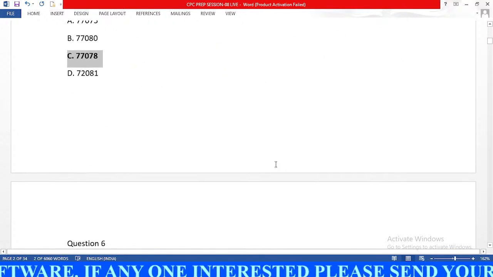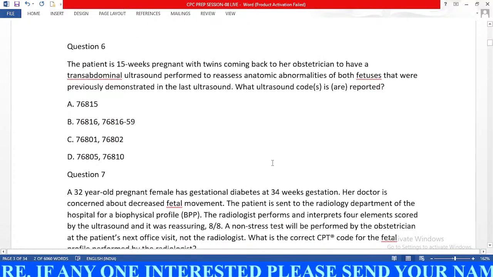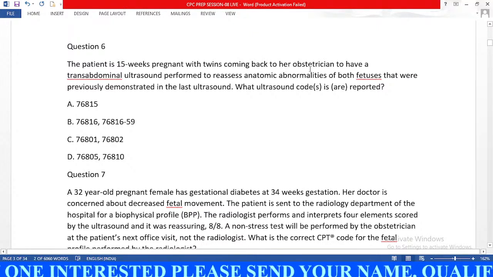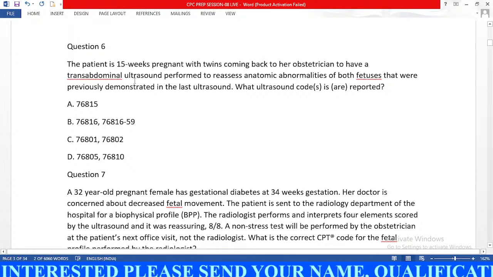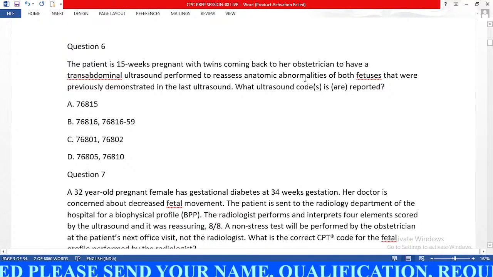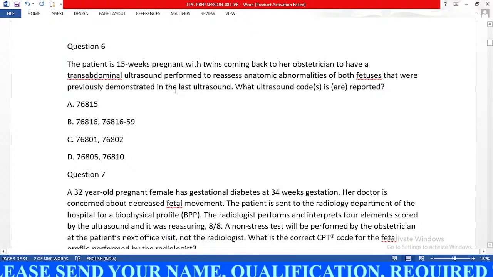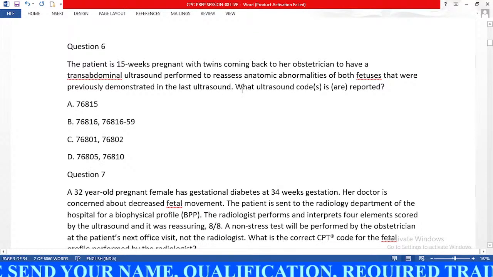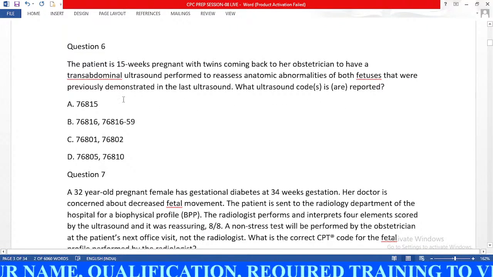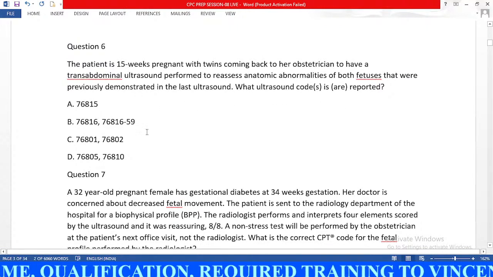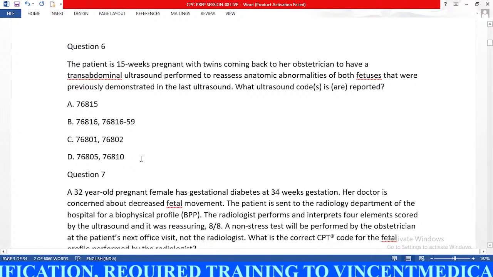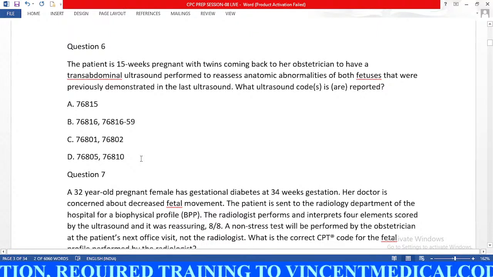So we'll go ahead with question number 6. The patient is 15 weeks pregnant with twins coming back to her obstetrician to have a transabdominal ultrasound performed to reassess anatomic abnormalities of both fetuses that were previously demonstrated in the last ultrasound. What ultrasound code is reported? 76815, 76816, 76801, 76805. So now it is 10:40. We can discuss the answer at 10:44.